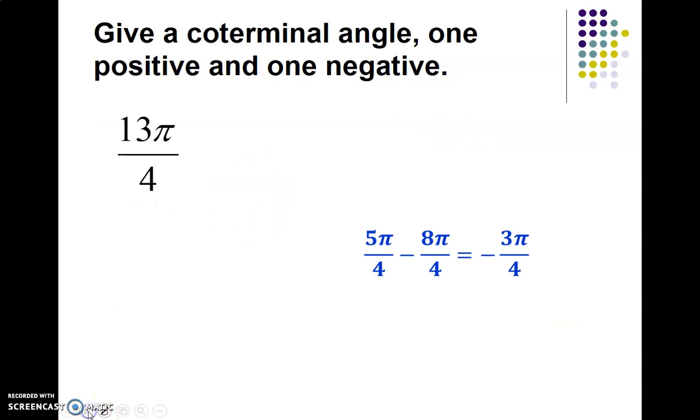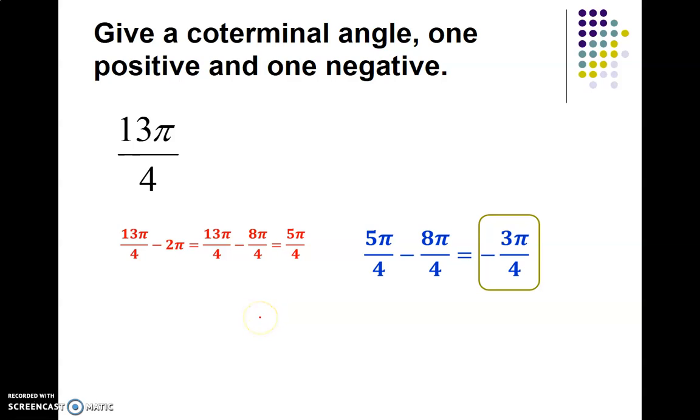Next, 13 pi over 4. We will get negative 3 pi over 4. How will we do that? When you subtract 2 pi from 13 pi over 4, it will give you 5 pi over 4, which is positive. We want to find the negative side, so you are going to subtract one more time by 2 pi. That will give you negative 3 pi over 4.